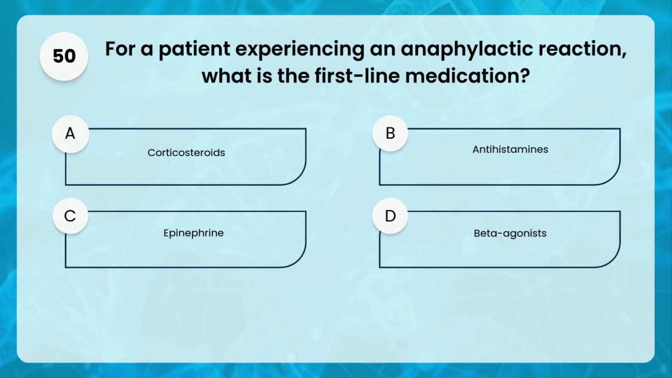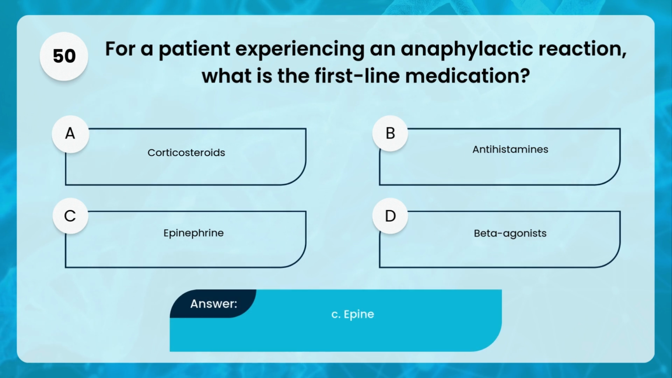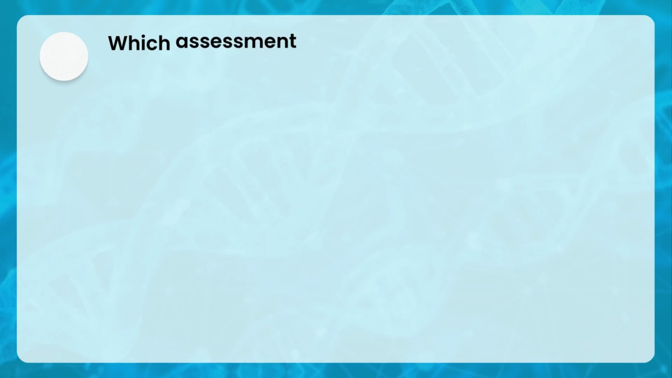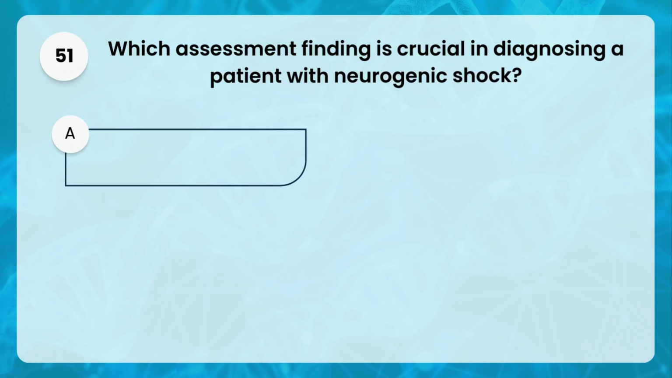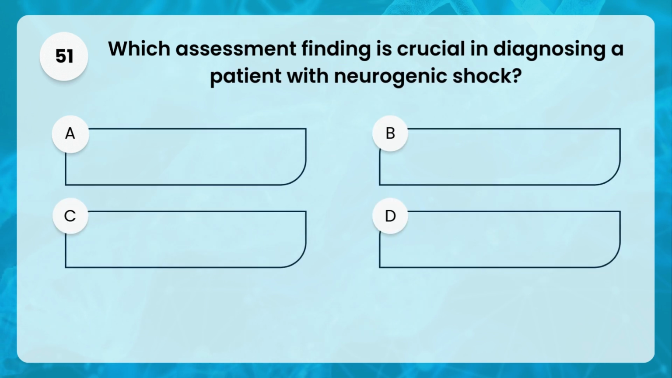A. Corticosteroids. B. Antihistamines. C. Epinephrine. Or D. Beta agonists. The answer is C. Epinephrine. Number 51. Which assessment finding is crucial in diagnosing a patient with neurogenic shock?